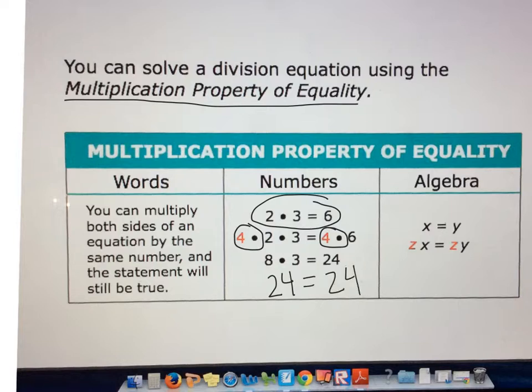You have to use multiplication, or the multiplication property of equality, if the variable, let's say x, is being divided by an integer.